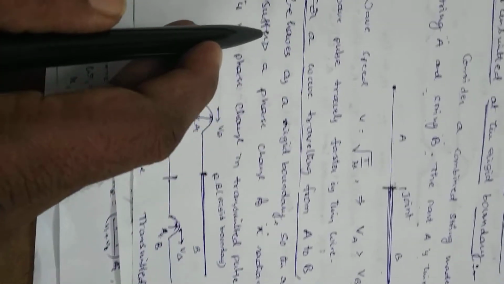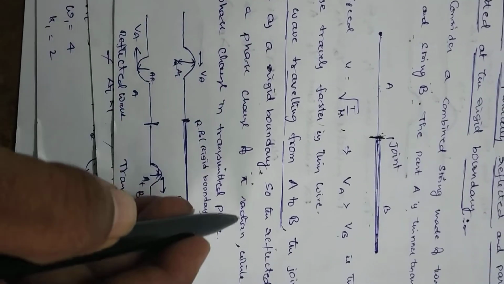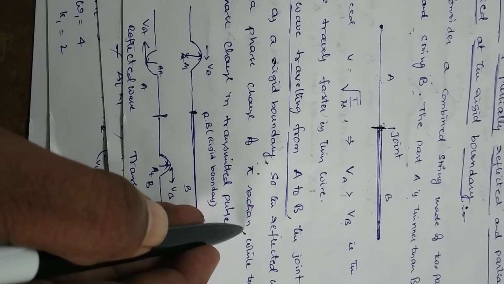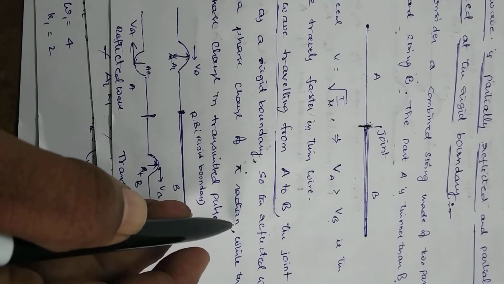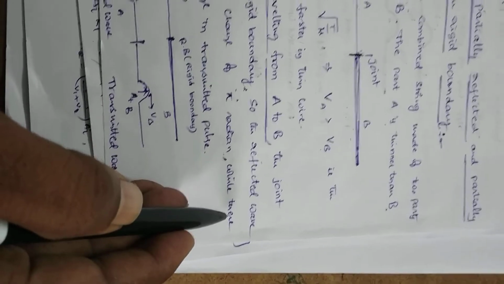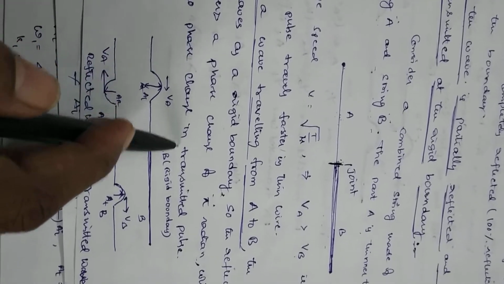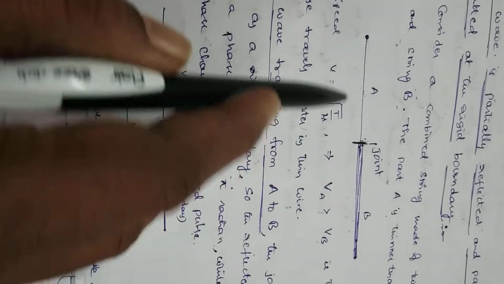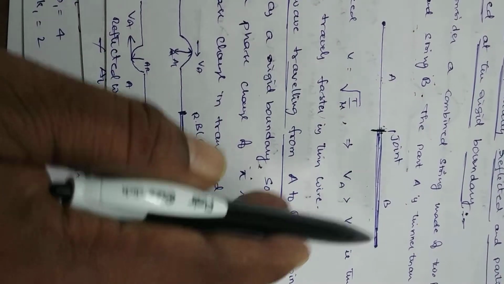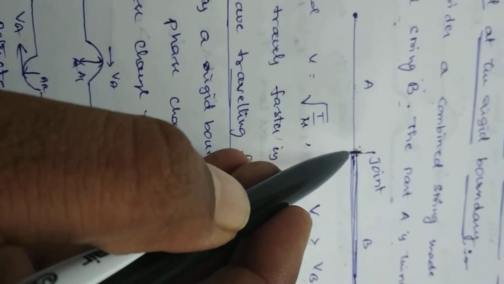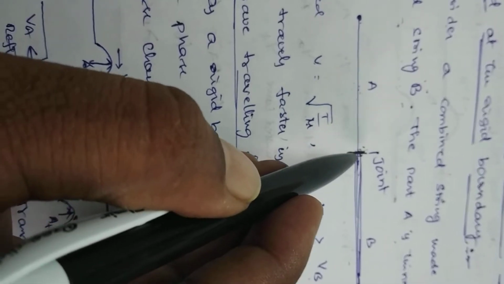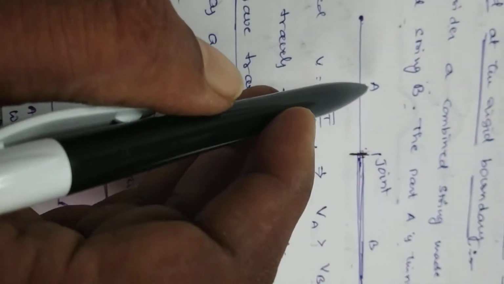So the reflected wave suffers a phase change of pi radians, as you know earlier. When the wave is reflected from the rigid boundary, the phase difference between incident and reflected wave is pi radians, while there is no phase change in the transmitted pulse. Transmitted means it is transferring from A to B. Some part of the wave will be reflected and the remaining will be transmitted into the other medium B. For incident wave and transmitted wave there is no phase difference, but for incident wave and reflected wave there is a phase change of pi radians.